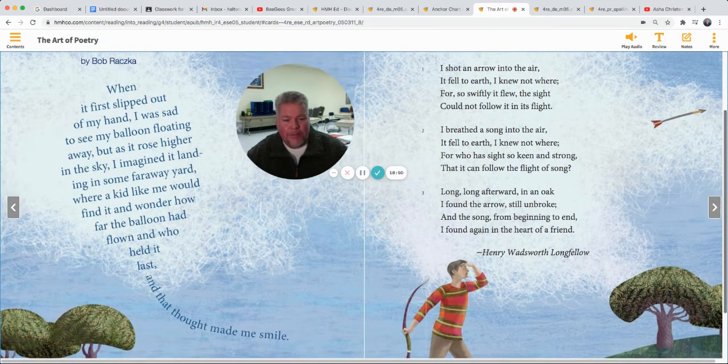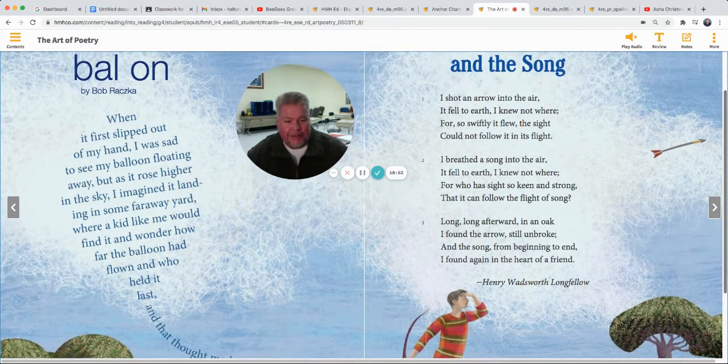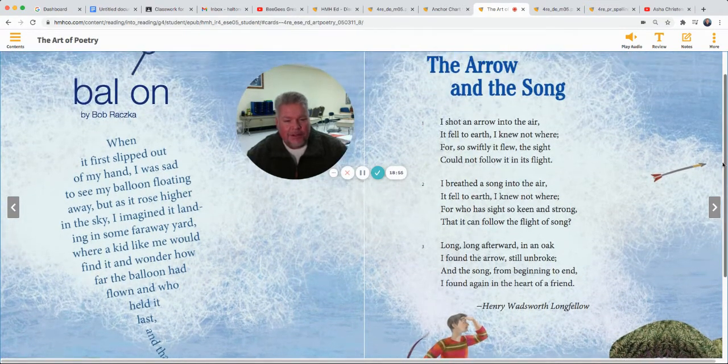Wow, that's by a famous poet, Henry Wadsworth Longfellow. So, what's this poem about? It's about an arrow and a song and kind of comparing an arrow to a song, isn't it? You pull back and you just let it fly and see where it goes. He couldn't see it. He could not follow its flight. Breathe a song into the air. Do you think he's talking about a song or maybe a poem or maybe a literal song? I don't know. He breathed a song into the air. It fell to earth. I knew not where.